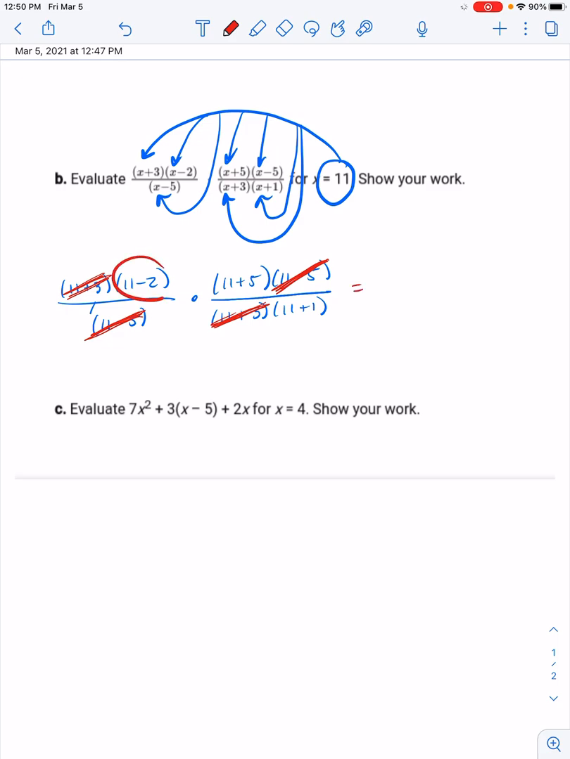So right here, 11 minus 2 is 9. I don't have anything left on the bottom, so I'm just going to say over 1. And then times 11 plus 5 is 16. And then on the bottom, 11 plus 1 is 12. So what you want to do in the calculator is 9 times 16 on the top and 1 times 12 on the bottom.